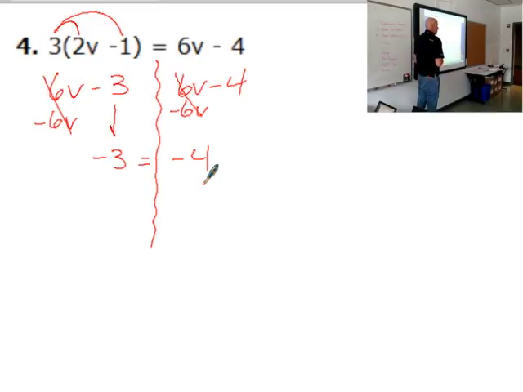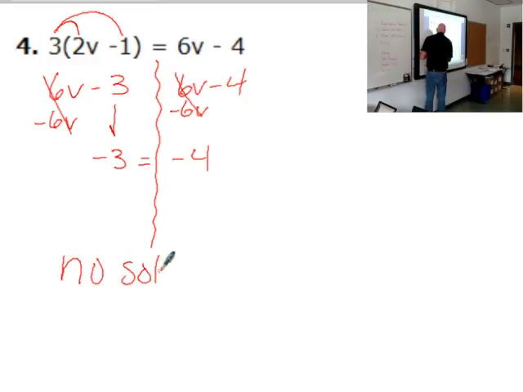No, we're not done. There's no variable. That's right. So let me ask you this. Is negative 3 equal to negative 4? No. Ever? No. 4 is only equal to 4. 100 is only equal to 100. Negative 3 is only equal to negative 3. Since we have 0 variables, we don't have any b's, no solution.